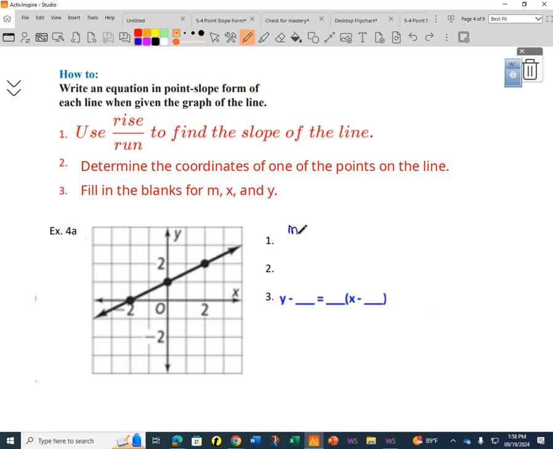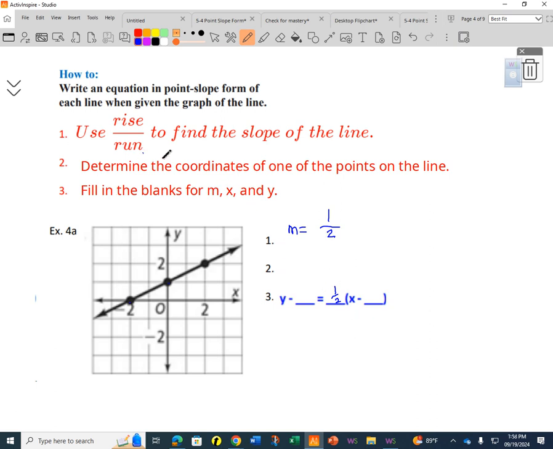So the first step is find the slope. I'm going to go up 1. So rise over run, up 1 is positive, and right 2 to get to my next point is also positive. So my slope is 1/2. I can plug that in already if I want to.